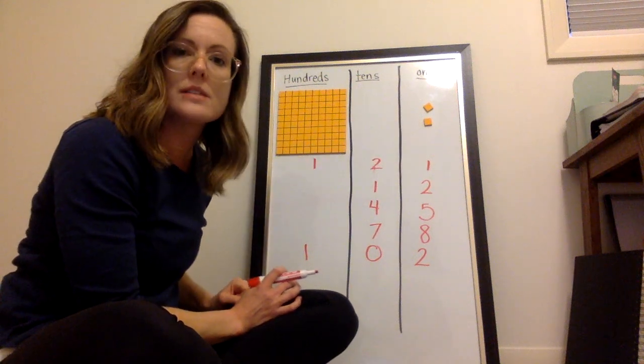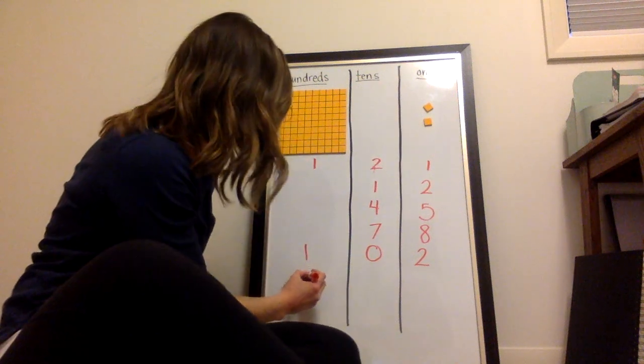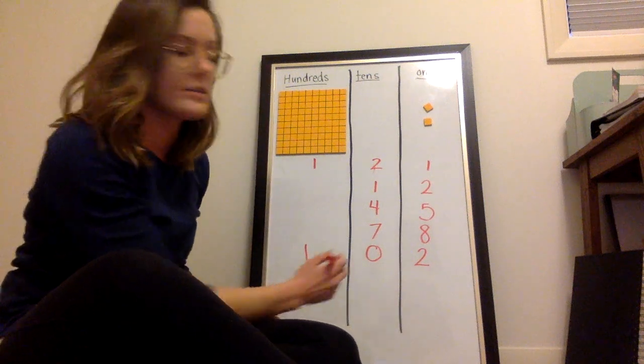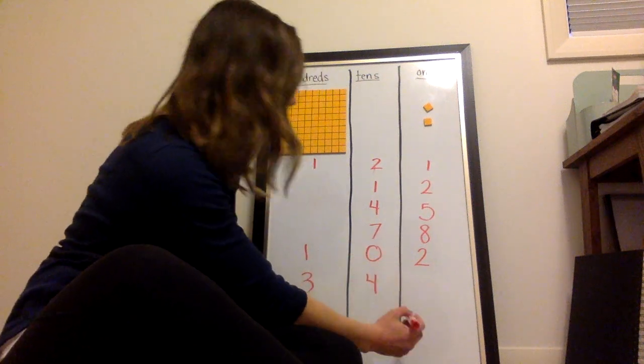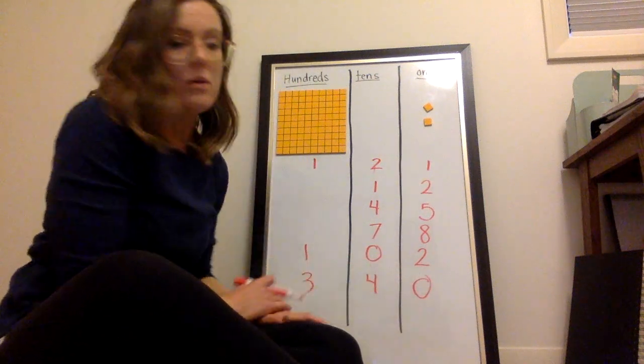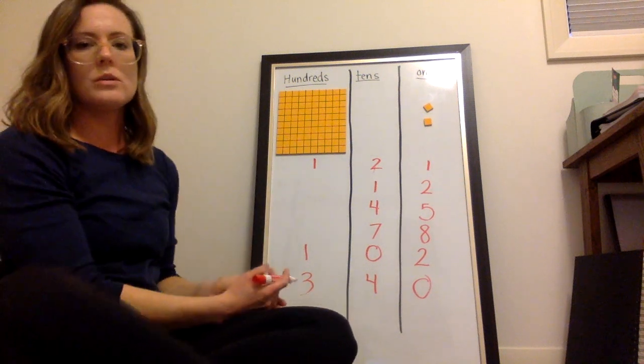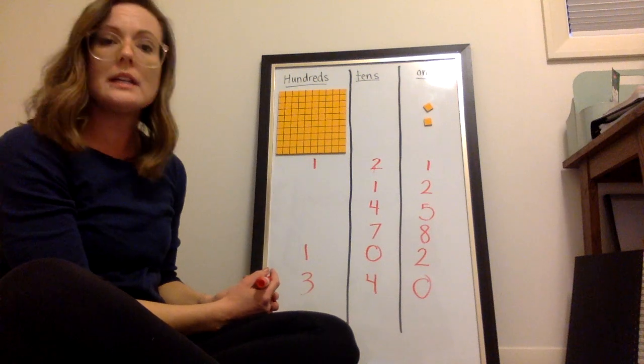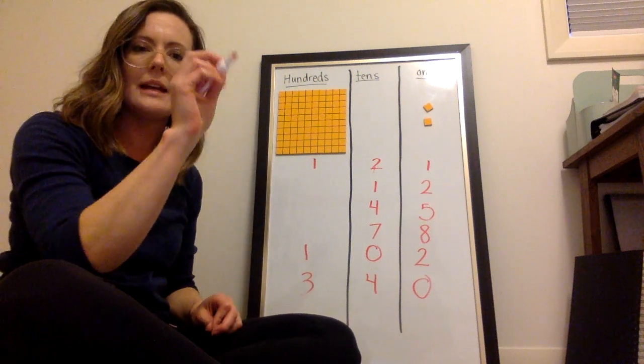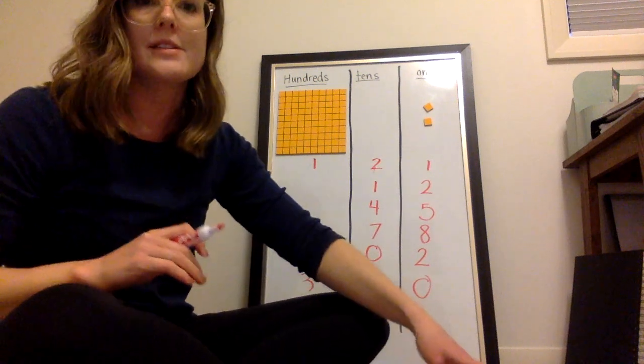The next one we have is 340. So 3 hundreds, 4 10s, and we have 0 1s. Okay, so just take a quick peek at your answers there. You can pause the video if you need to go back and take a look. Take your little marking pen and go ahead and check those answers.